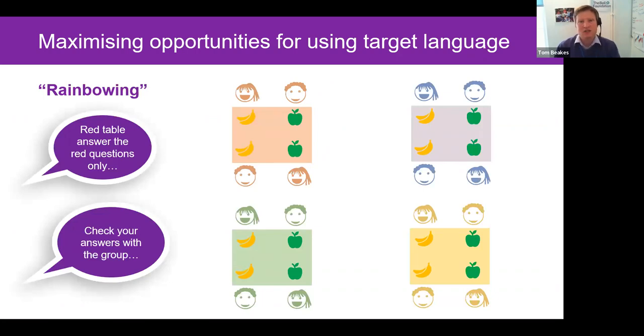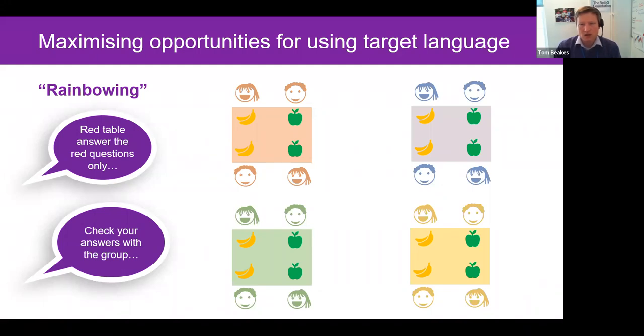And this color grouping technique is called rainbowing, okay? So we might have red table, blue table, yellow table, green table. If you have a bigger class, you can have more than one red group, more than one blue group, however you want to manage it.